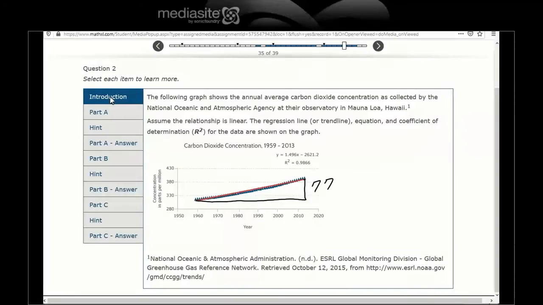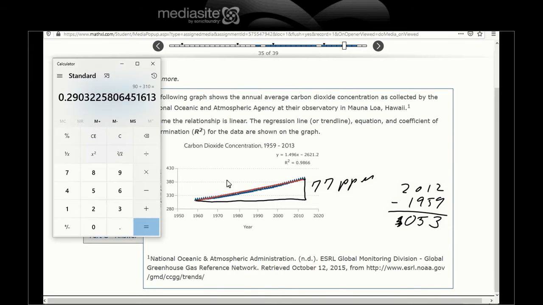So 77 ppm over 2012 minus 1959, for how many years? Well, 53 years. All right, 53 years. So let's find the slope. 77 parts per million divided by 53 years, about 1.45 ppm per year.